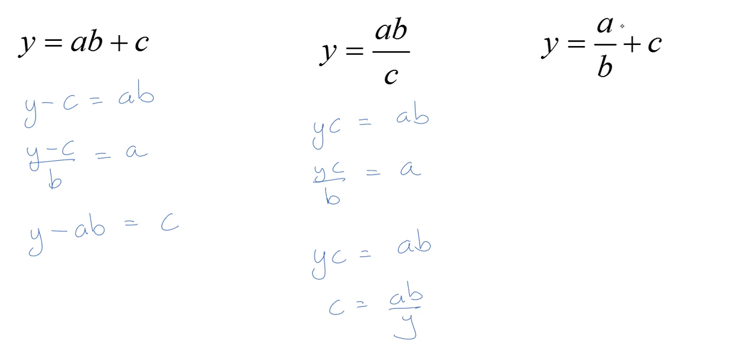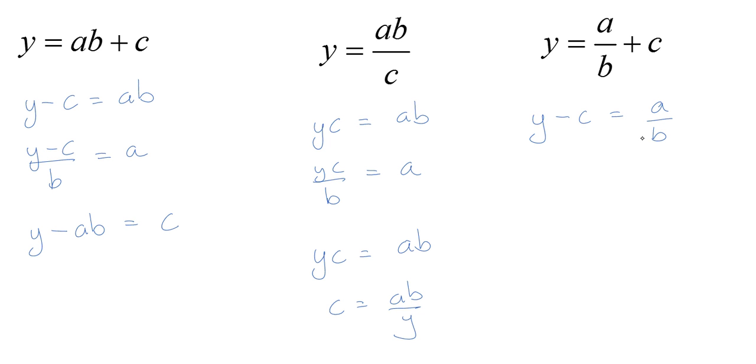Okay, now let's imagine we want to get a by itself here. We need to first get rid of the c. It was the last thing that happened. We had a, we divided by b, and we added c. So we need to remove the c. So y take c is a on b. Now the reason why it was take was because it was the opposite of plus.